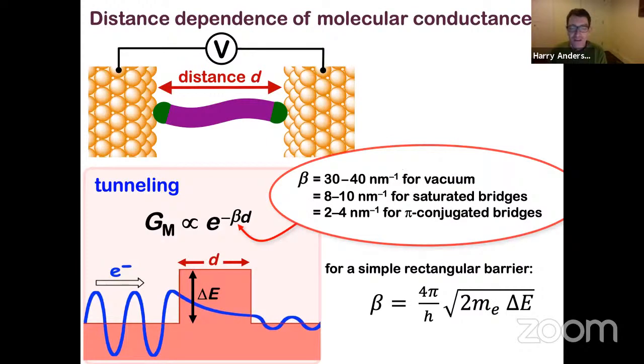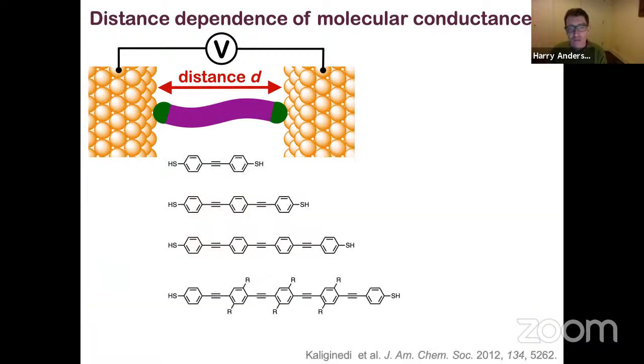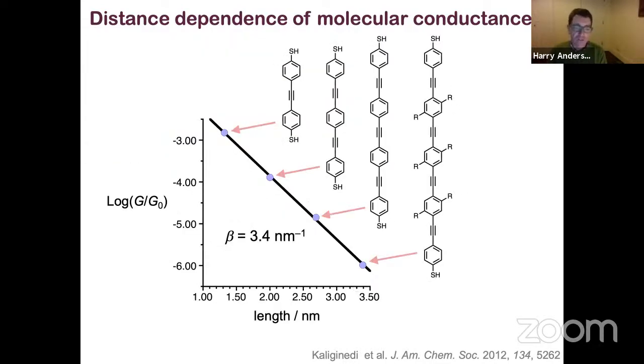So if we go back and think about how this works with single molecule conductance, I thought I'd show you some results for some real molecules. So this is a series of oligomers from another group where we've got sulfur atoms at the end. So the sulfur binds strongly to the gold. And we're just changing the length of the molecule and measuring the conductance as a function of length. So the results are shown here.